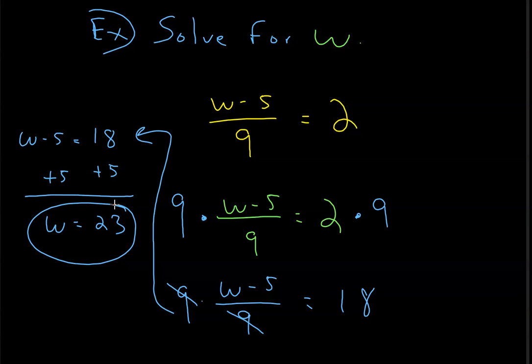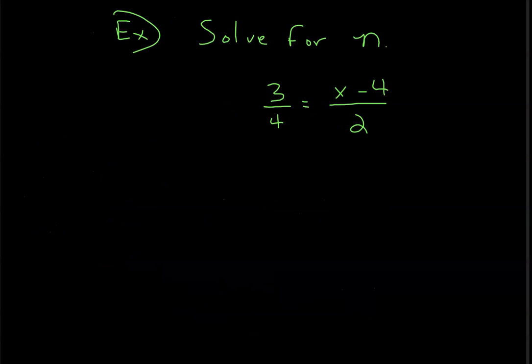Alright, let's do a new one. We have a new problem, and it says solve for n. So we want to solve this equation for n. In this problem, we have two fractions, but keep in mind our goal. Our goal is to get the n part alone. We're not done solving until we have a place that says n equals something. And when we get to that place, we're done. So our goal is to get n alone.